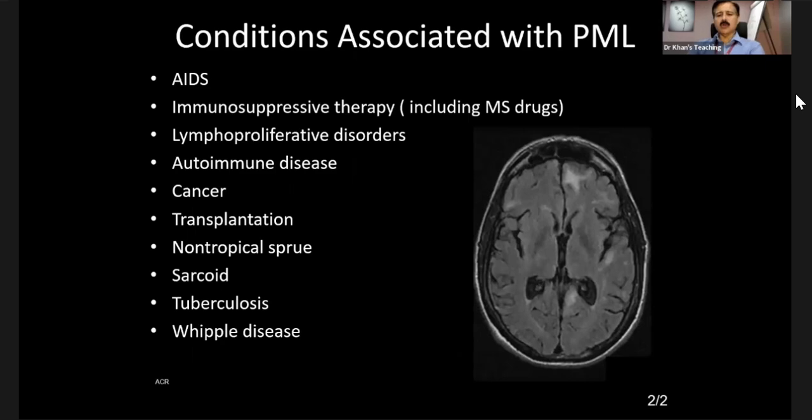But the latest concept which I want you to remember is that don't go home with the idea that PML can only occur with AIDS. Look at this list, including immunosuppressive therapy. There are drugs which we use for MS, in which a patient can develop secondary PML, and the clinician will ask you if there are signs of PML. Look at this such a long list, so PML can occur with all of these conditions.